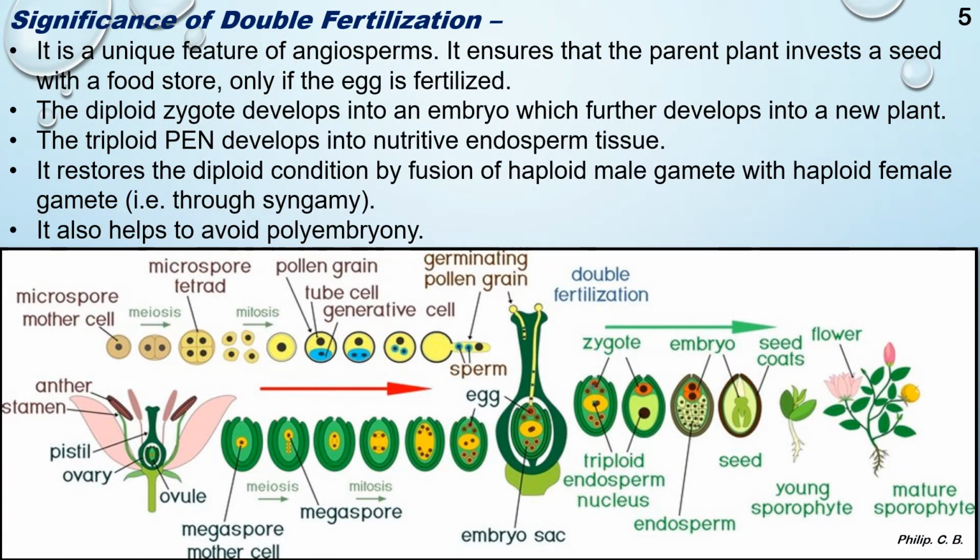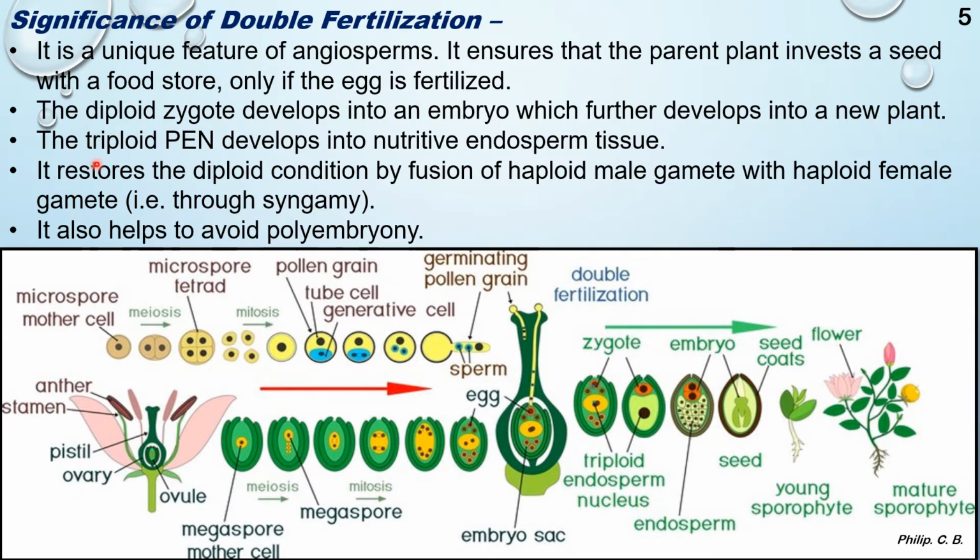Further, the significance of double fertilization. There are points here. It is a unique feature of angiosperms. It ensures that the parent plant invests a seed with a food store only if the seed is fertilized. So if the egg is fertilized, then the formation of the seed and fruit takes place. The diploid zygote develops into an embryo, which further develops into a new plant. Once fertilization occurs, it forms a zygote and the zygote further forms the embryo.